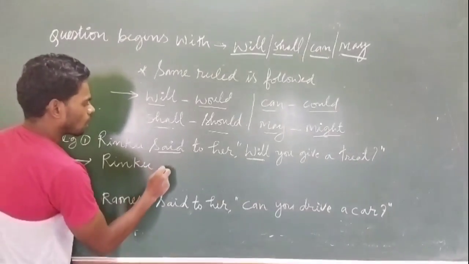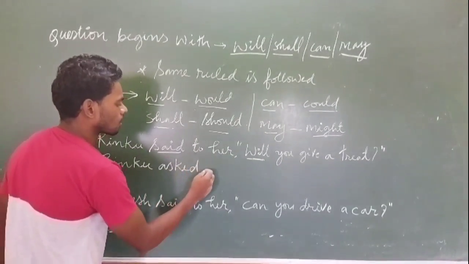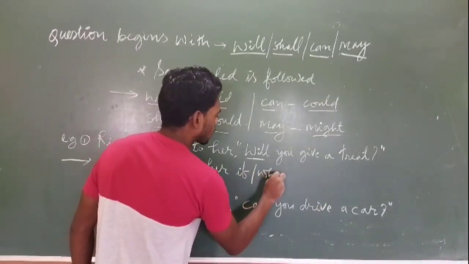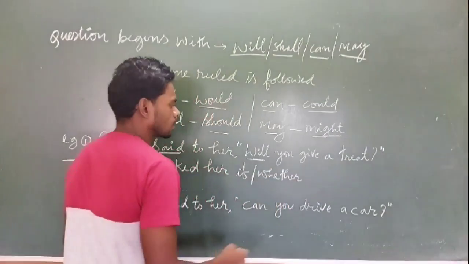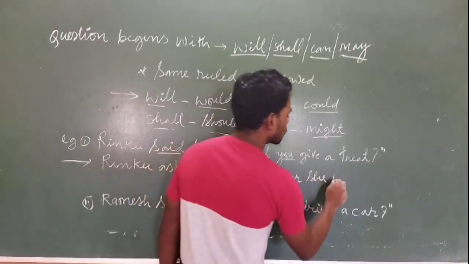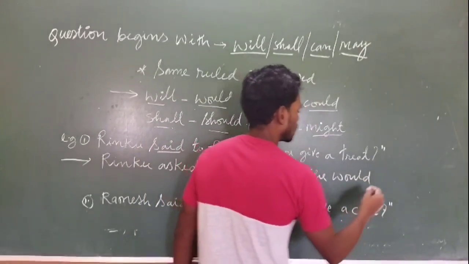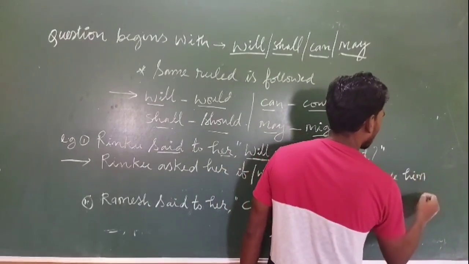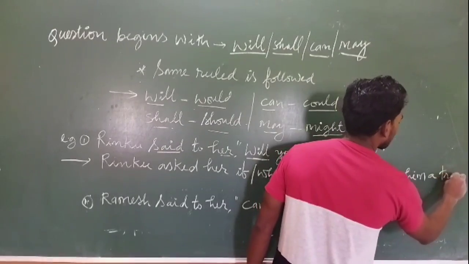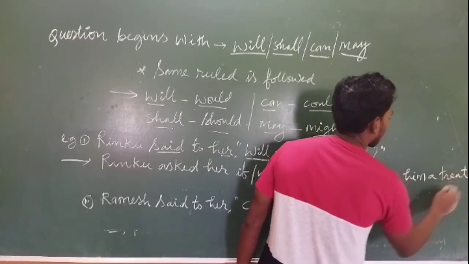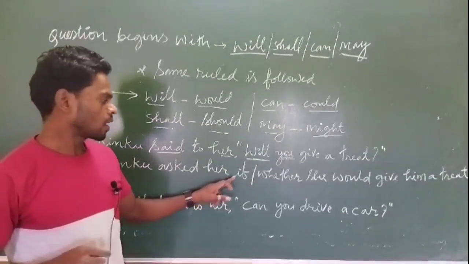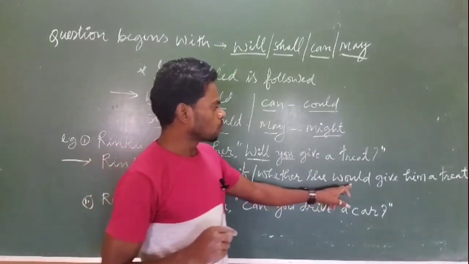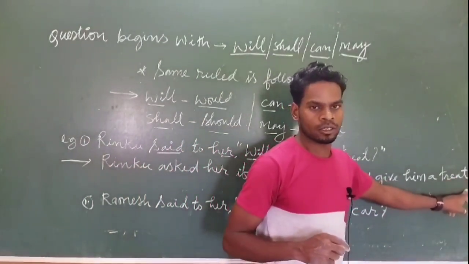Rinku asked her if or whether, both are correct, anything you write. Then she will change into would: she would give him, who is him here? Rinku, a treat. And at the end, full stop. So Rinku asked her if or whether, any one of them, she would give him a treat.